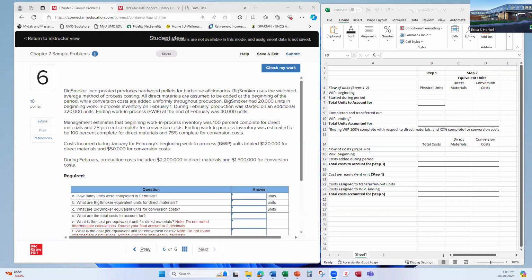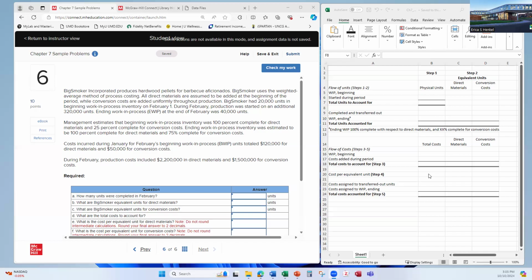Hello, class. This is a walkthrough of sample problem number 6. So if anybody needs this outside of class, I do have a template that is now posted out under the Canvas module for this week. I posted templates for the weighted average method, the FIFO method, including sample problem number 5, and the chapter 7 template for weighted average multi-process, which is basically the same as the regular weighted average, but it has an extra column added in for transferred in goods.